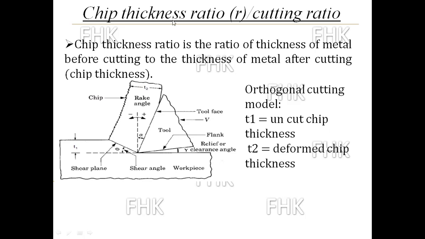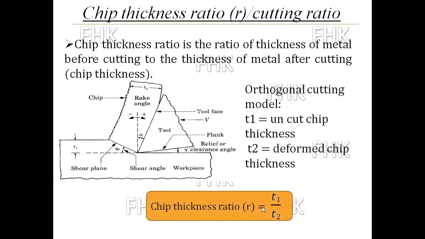So mathematically, as per the definition of chip thickness ratio, you can say that chip thickness ratio r is equal to T1 divided by T2. A ratio of thickness of material before cutting divided by thickness of material after cutting, that is chip thickness. So chip thickness ratio r is equal to T1 divided by T2.